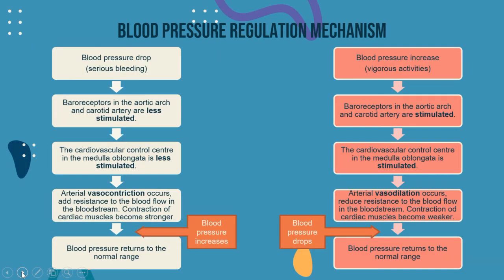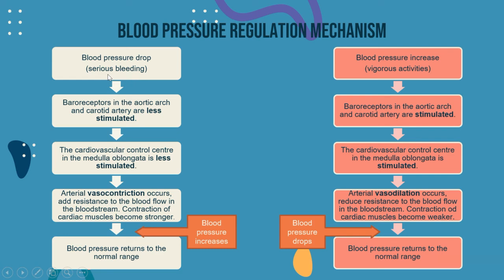Okay, last one. We go to the regulation of the blood pressure. Okay, blood pressure regulation mechanism. So what happens when our blood pressure drops? Usually our blood pressure drops because of certain situations, such as serious bleeding or excessive bleeding. Okay, what happened?